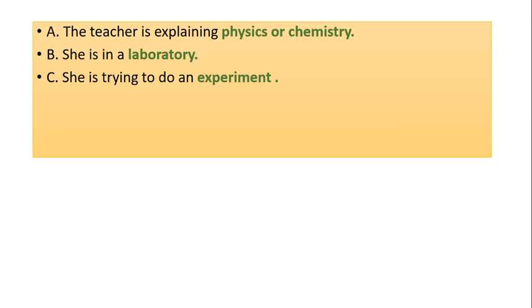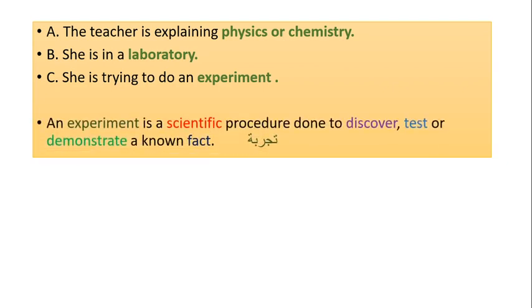So let me explain what an experiment is. If anyone knows, I hope you can share it with your friend. So an experiment is a scientific procedure done why? To discover, اكتشاف, to test, or to demonstrate a known fact. In Arabic, it's التجربة. Great. In science, physics, chemistry, or natural sciences, we have the habit of doing some experiments.